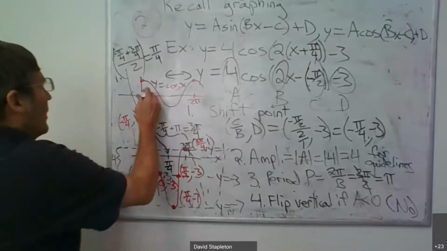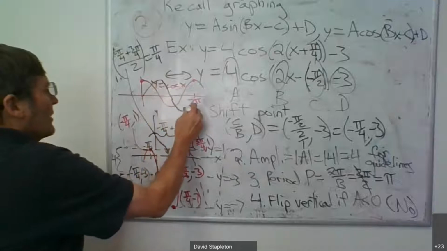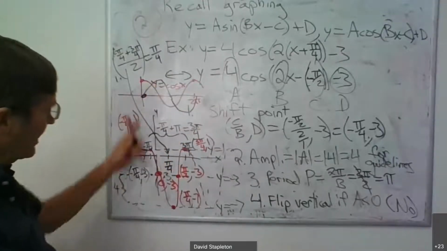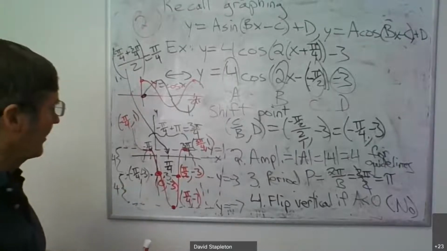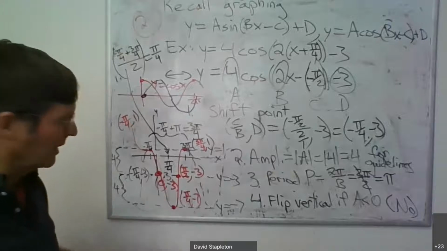There's y equals sine x. It's like this. It starts at 0, 0. So when you shift the sine function, you actually start graphing it at the shift point. But the cosine function, you start above or below the shift point, and it's on the line.